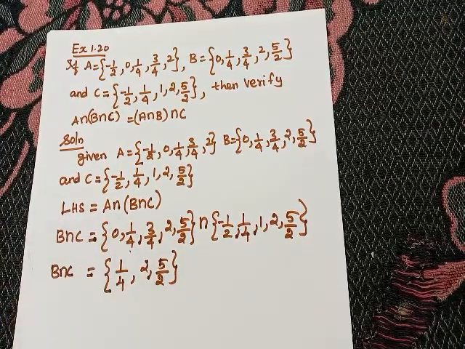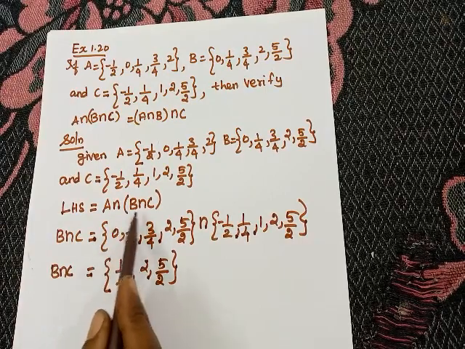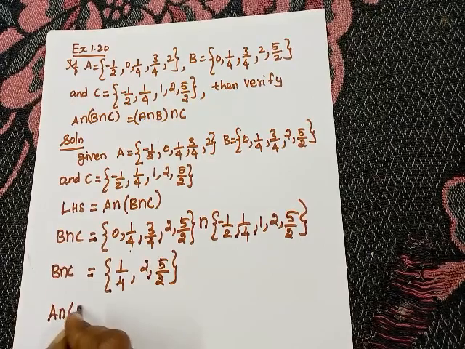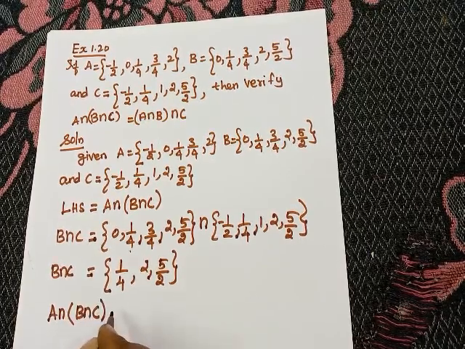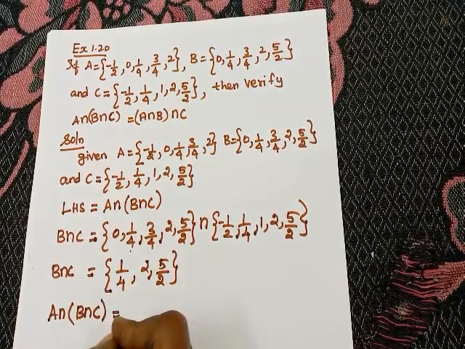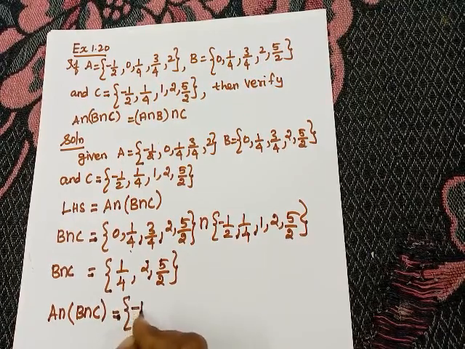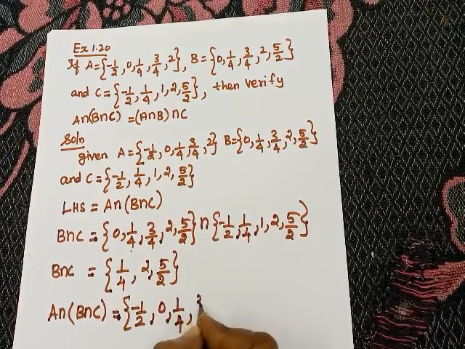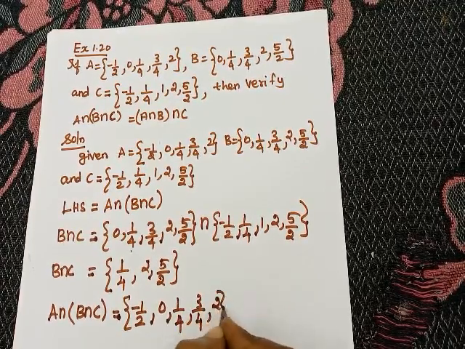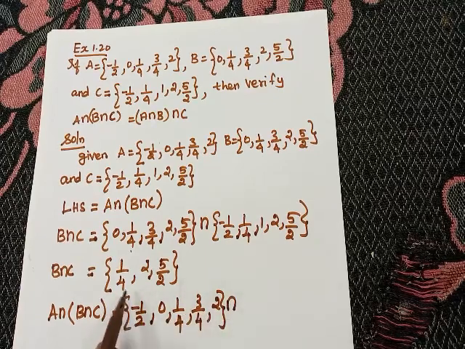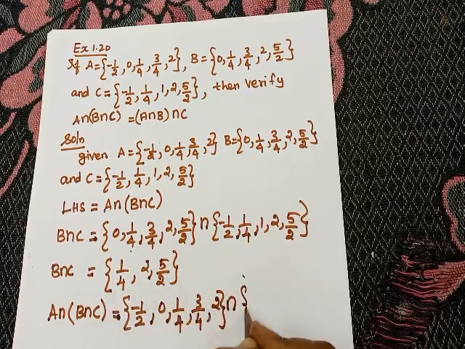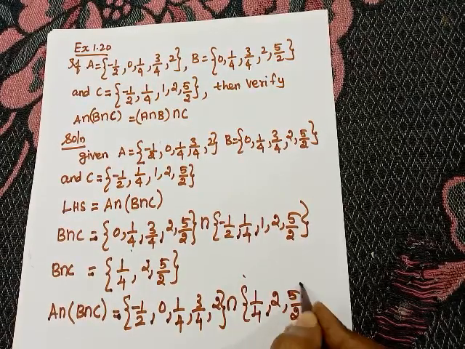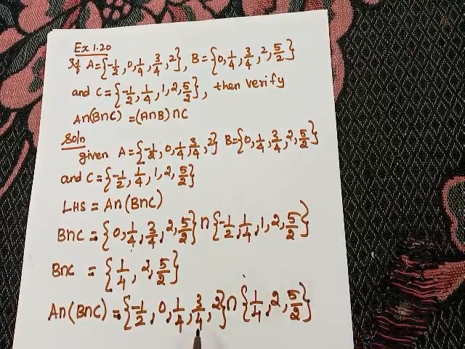Now on the LHS side we have A intersection (B intersection C). So next, A intersection (B intersection C) we have to find out, which is equal to the A set. Now what is the A set? {-1/2, 0, 1/4, 3/4, 2} intersection B intersection C, meaning this one, that is {1/4, 2, 5/2}. Okay, now we have to find out the common values of this.